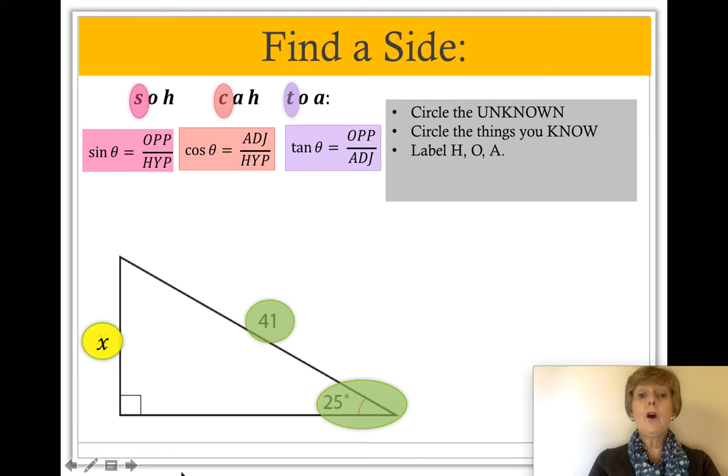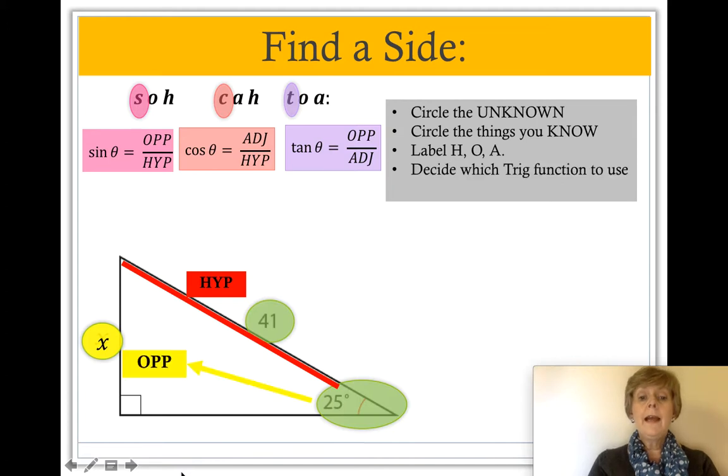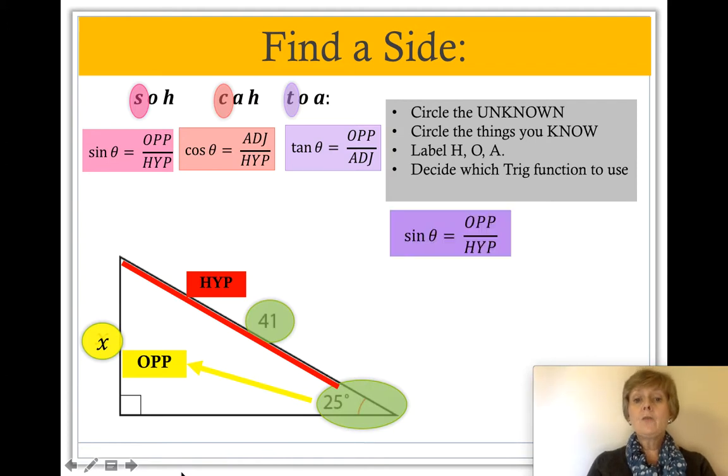Now we label the hypotenuse, the opposite side from the angle that we do know, and the adjacent side. We look at X is opposite, 41 is hypotenuse. Because we've got opposite and hypotenuse, that tells us which trig function to use. And that's why we use sine theta, because sine theta is equal to opposite over hypotenuse.